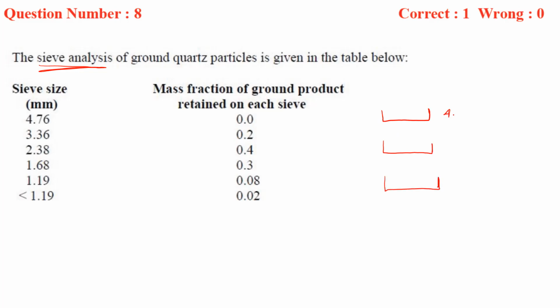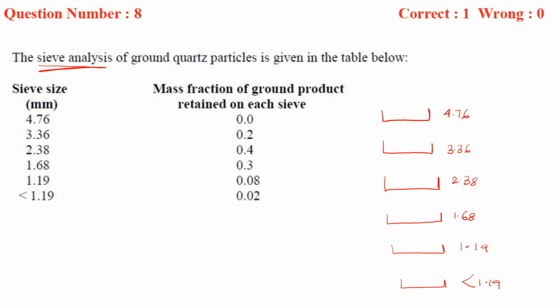If you see, the first one is 4.76, right? Then 3.36, then 2.38, then 1.68, 1.19, okay, then less than 1.19. Okay, so these are the sieves and the mass fraction of ground product retained on each sieve.